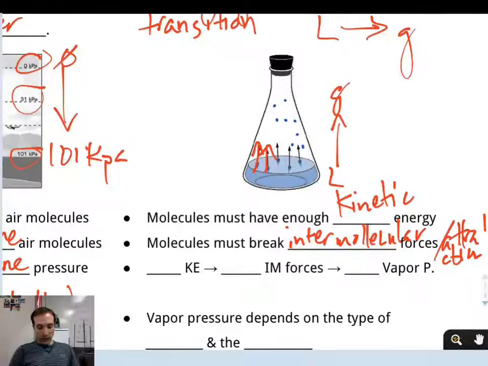Okay? And so if we put those two statements together, if we increase the kinetic energy, we are going to decrease the intermolecular forces or attractions, and that's going to raise our vapor pressure. Meaning we heat it up, we get more liquid turning into a gas, or if we break those intermolecular forces, we get more liquid turning into a gas. The more liquid we have turning into a gas, the more vapor pressure we have.